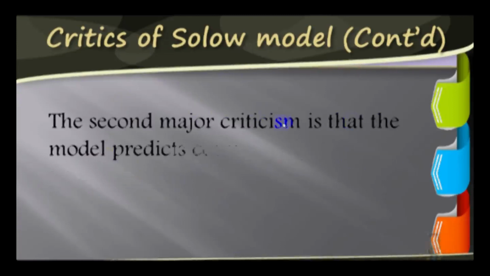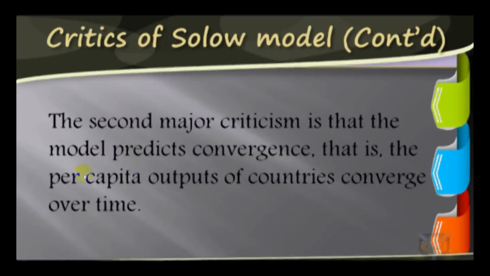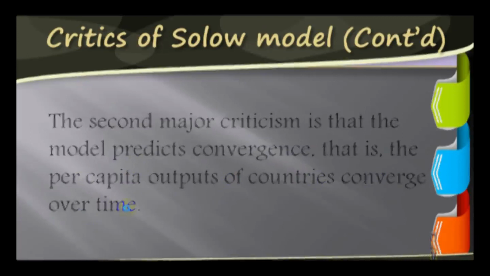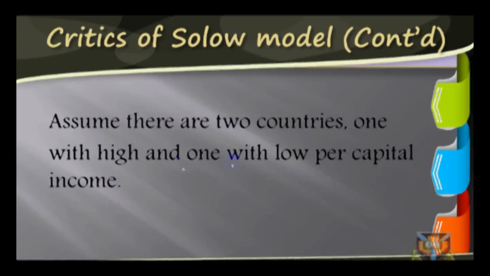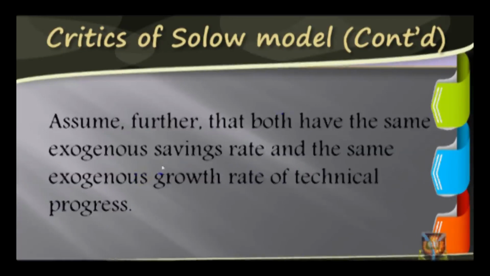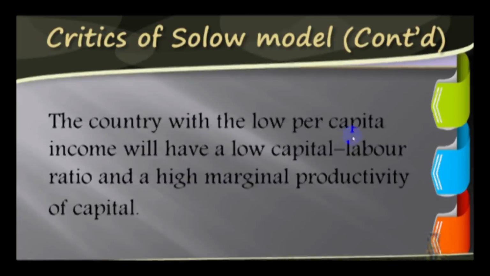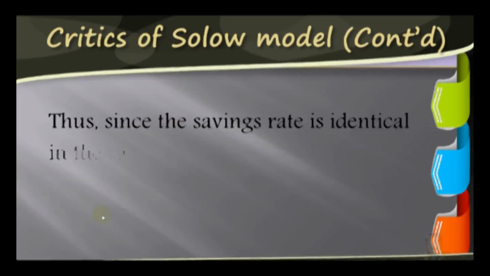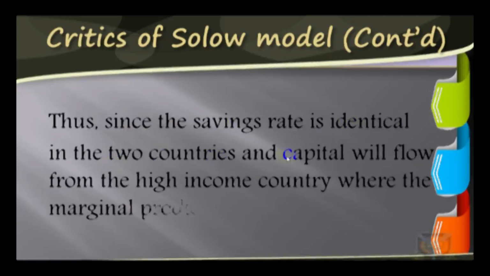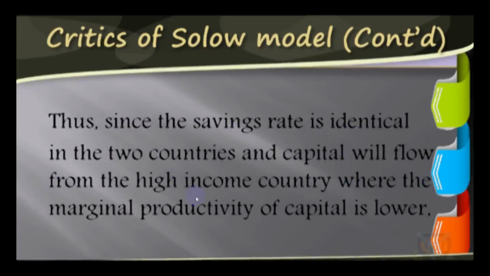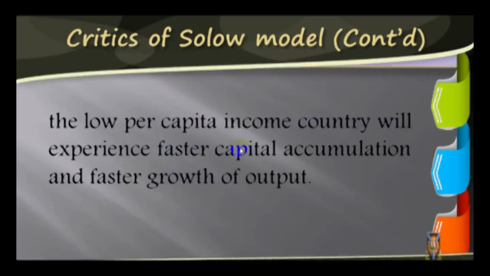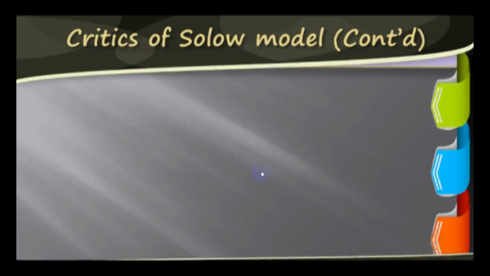The second major criticism is that the model predicts convergence, that is, the per capita output of countries converges over time. Assume there are two countries, one with high and one with low per capita income. Assume further that both have the same exogenous saving rate and the same exogenous growth rate of technical progress. The country with the lower per capita income will have a low capital labor ratio and a high marginal productivity of capital. Thus, since the savings rate is identical in the two countries, capital will flow from the high income country where the marginal productivity of capital is lower, and the low per capita income country will experience faster capital accumulation and faster growth of output.